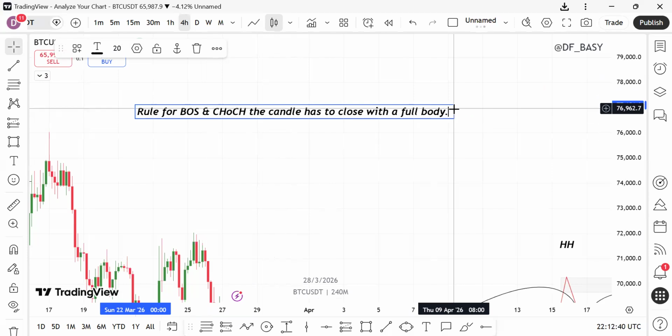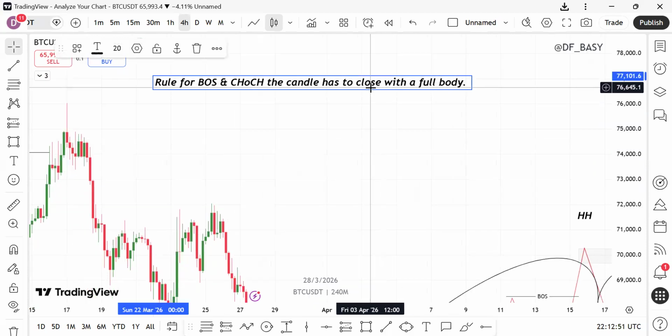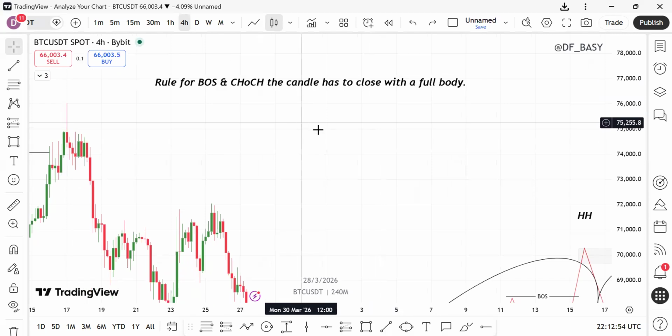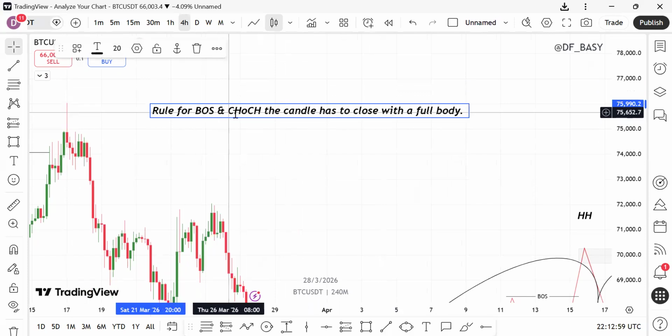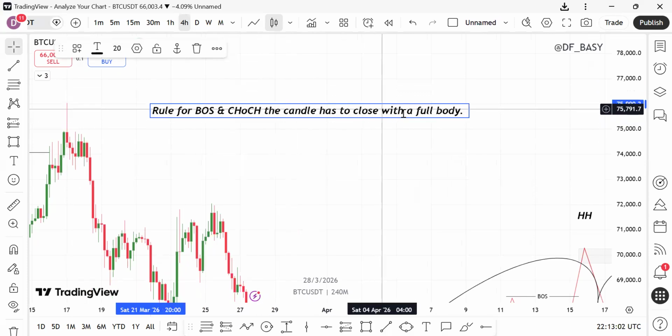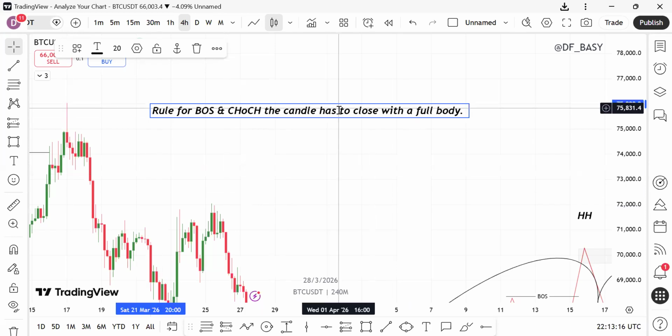That's very important. That is where most of you get it wrong, and that is where most of you incur losses, because you don't understand the current structure of the market. You need to understand this rule for BOS and change of character: the candle has to close with a full body. It's as simple as that. Once you understand that, you know you're on the right track, and you can pick good order blocks, good entry points, and set good TPs.